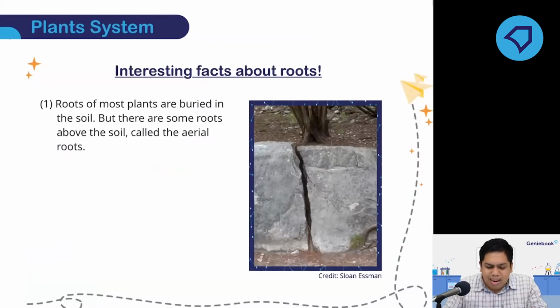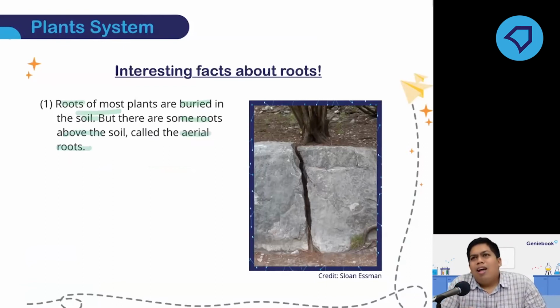Let's look at the next slide. So now interesting facts about roots. So just now someone asked about the variety of roots, right? So here's where I will go through about it. Roots of most plants are buried in the soil. Most plants have their roots buried in the soil, but there are some roots that are actually above the soil and they are called aerial roots.